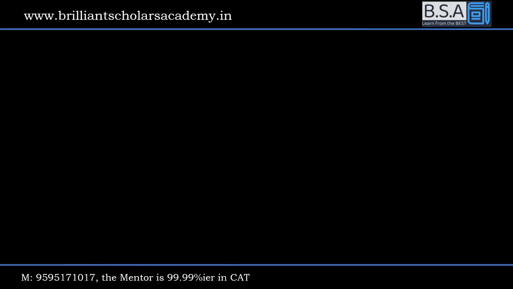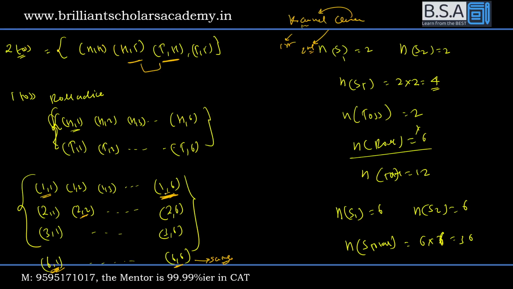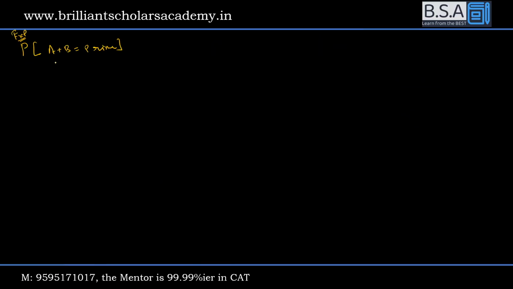Now here, if I create a question for you, two dice have been rolled. What is the probability that the addition of the two outcomes is going to be a prime number? Give it a try. I'm creating a simple example for you to understand the concept of probability and how the order matters. Order will always matter in such questions. Question is, two dice have been rolled. What is the probability the addition of two outcomes is a prime number?